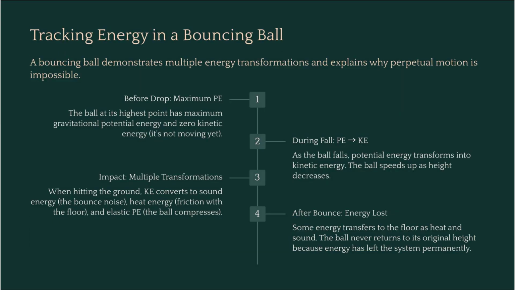Watch a ball bounce. As it falls, it models the PE transforming to KE. When it hits the floor, the KE is transformed into heat and sound, and some is momentarily stored as potential energy in the compressed shape of the ball. Because some of that energy is transferred to the floor as heat and sound, it's lost from the ball's system. That's why the ball can never return to its original height. The energy leaves the system with every bounce.